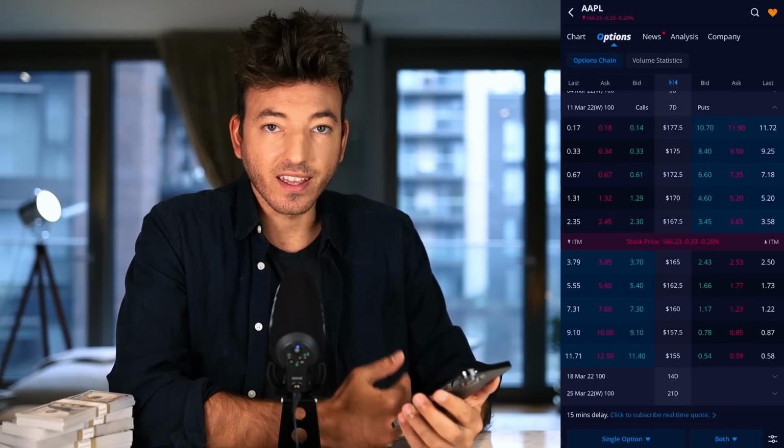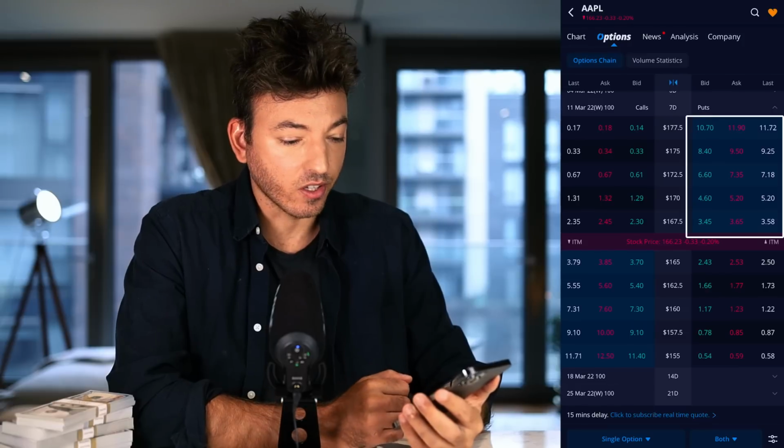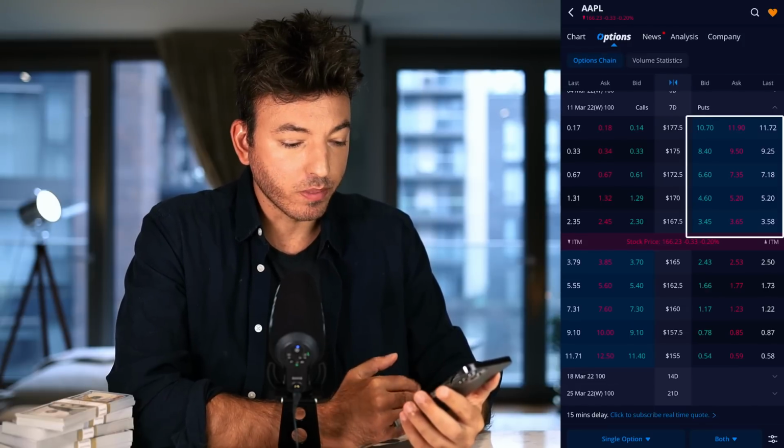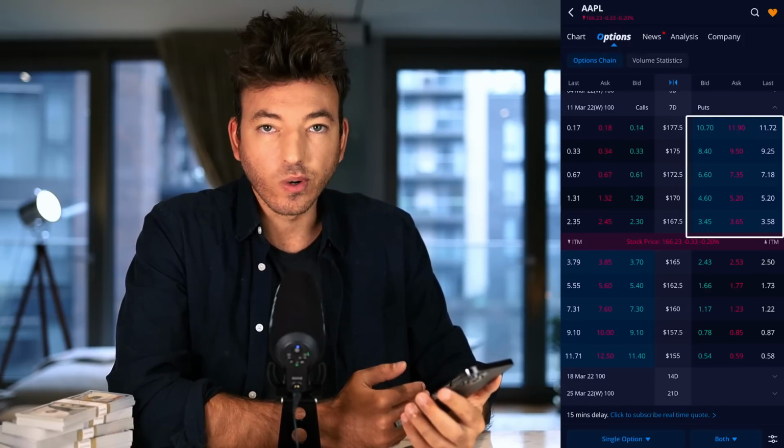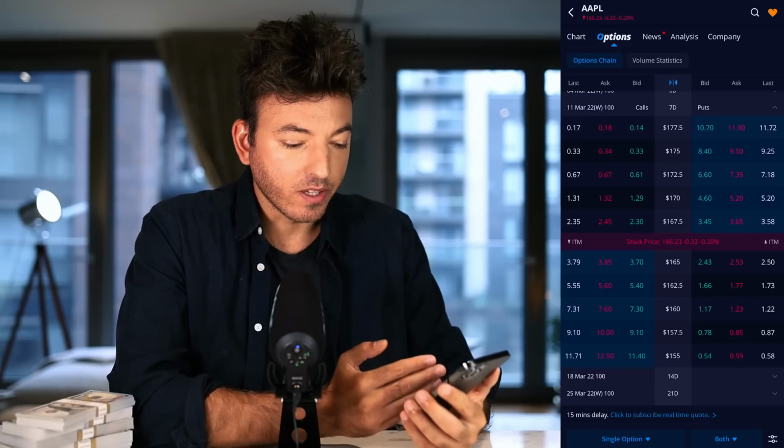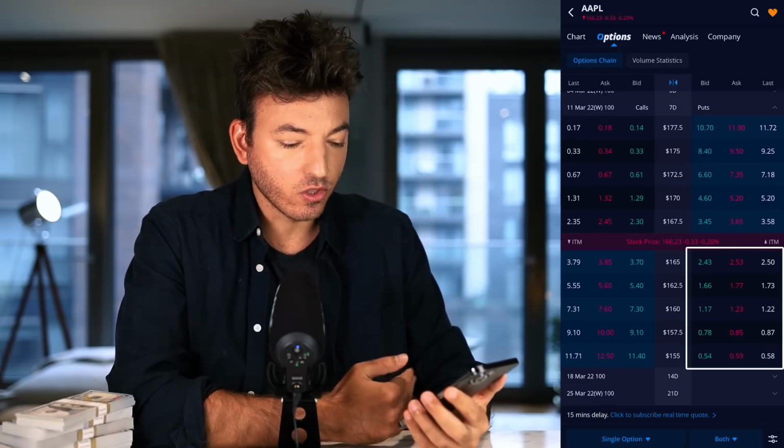Now, if I wanted to buy an in the money put, well, there's the highlighted section, right? So in the money puts would be 167, 170, 172. Out of the money puts would be going down: 165, 162, 160.